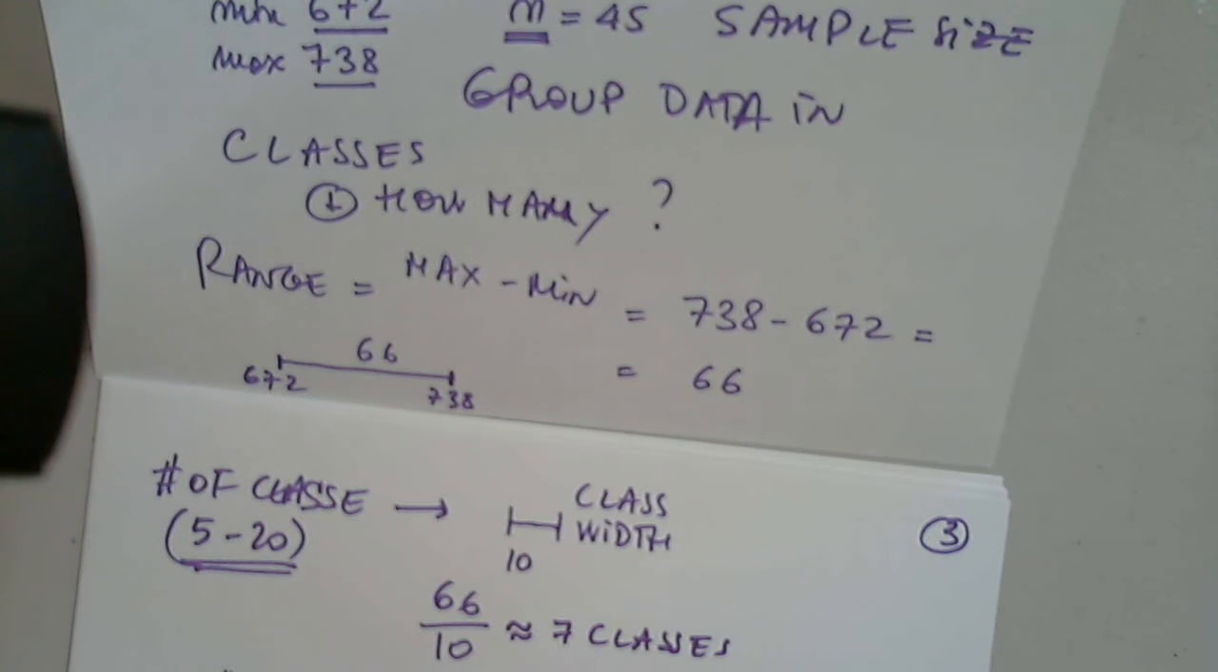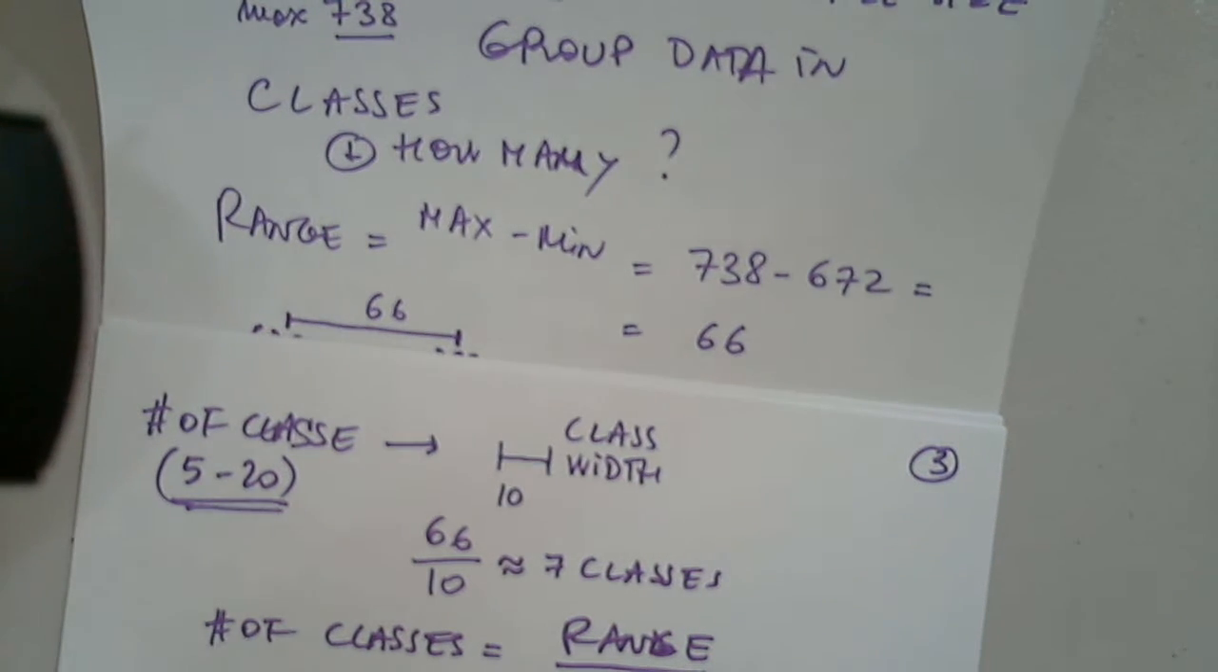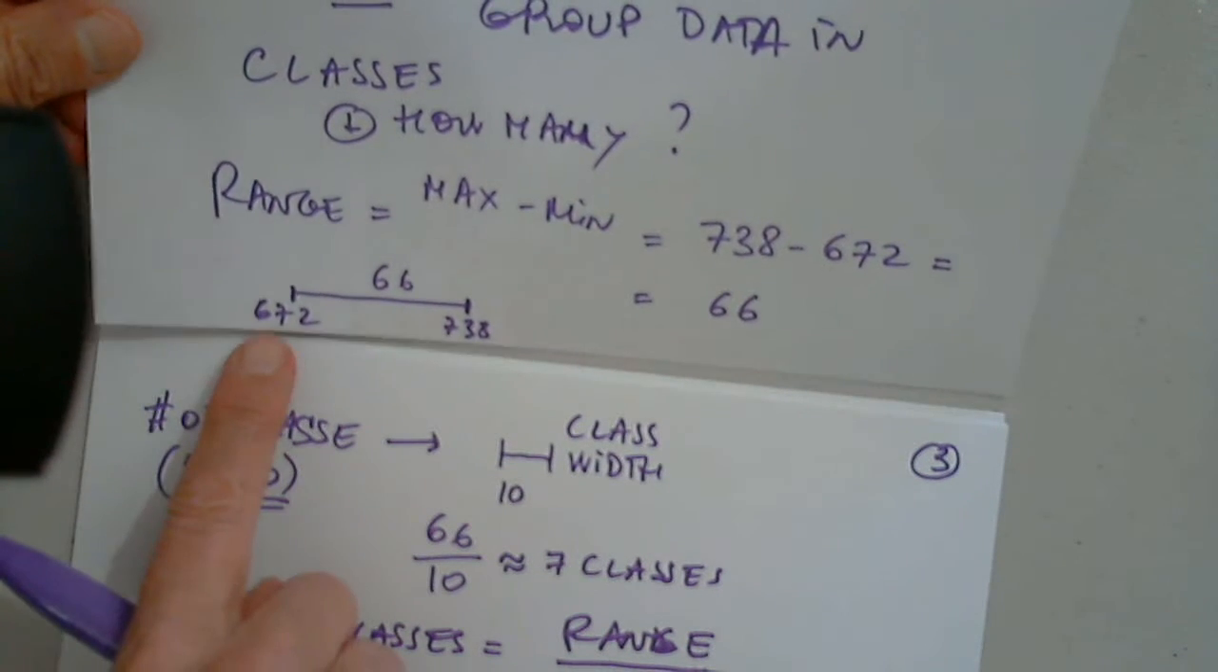So the number of classes is the range divided by the class width. If I say the class width should be roughly about 10, or you can say, maybe I should start with a number of classes, maybe I want 7 classes, and then I will consider that the class width has to be roughly 10. I don't have to start at 672.